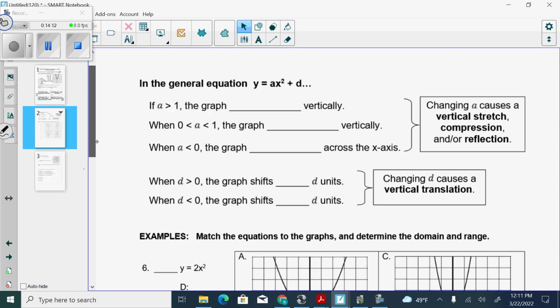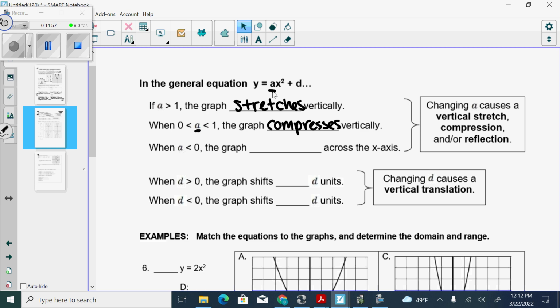So it says if a is greater than 1, so a from this equation is the number in front of x squared. What happened when our number was 2 or 5 in front? Right. And we said that that's called stretching, right? So it stretches vertically. Okay, what about if that number in front was between 0 and 1, like a fraction or decimal? What happened? Right, it got wider, which we said we call compressing. So it compresses vertically.